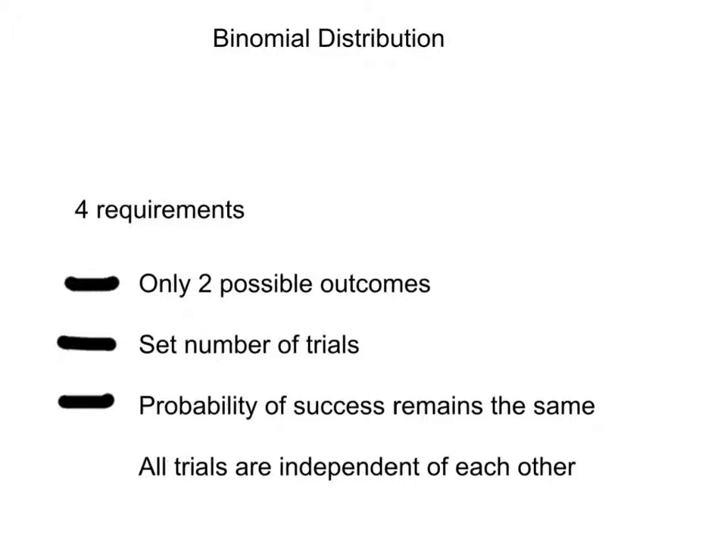And then all trials are independent of each other. What happened in the previous trial has nothing to do with what's about to happen. For example, a family has a boy, and the second child, whether it's a boy or a girl, is not affected by the fact that they have a boy for their first child.